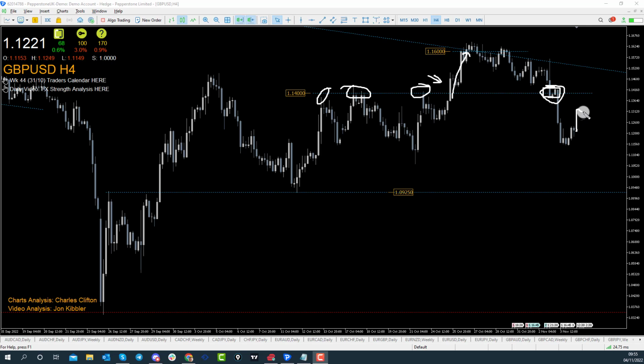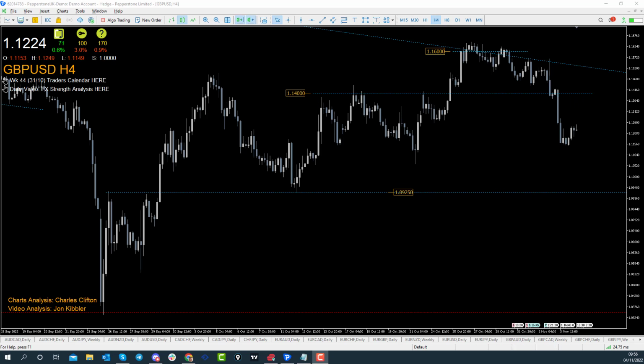So if we were to see price trade back up to the 1.14 and we started to see sellers re-enter the market around this area, and the live currency strength indicator table still suggested that the pound US dollar could continue down, then we should look for opportunities around that point.